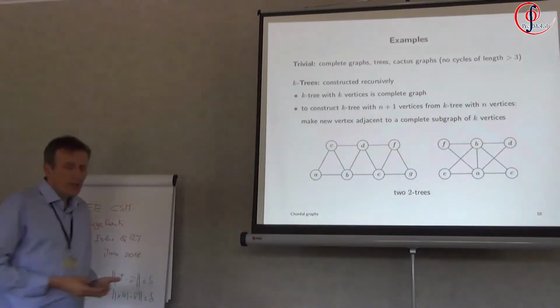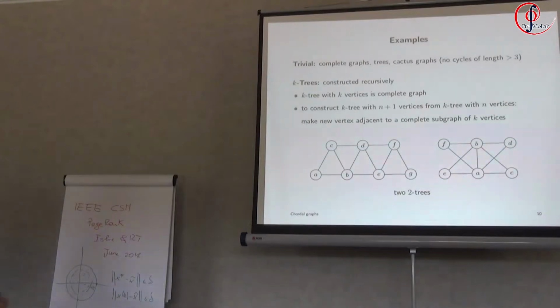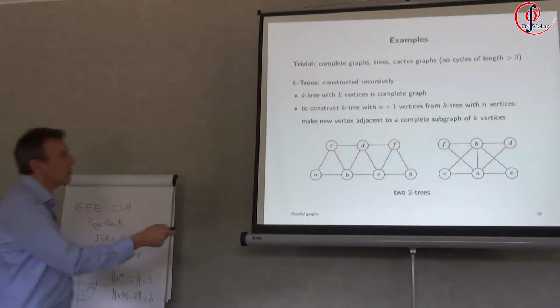And to construct a K-tree with more than K vertices, you start with a K-tree with K vertices, and then you add new vertices, and each new vertex is made adjacent to a complete subgraph with K vertices. So for example, these are two trees.